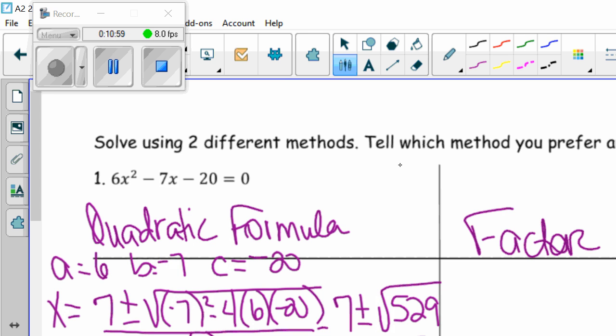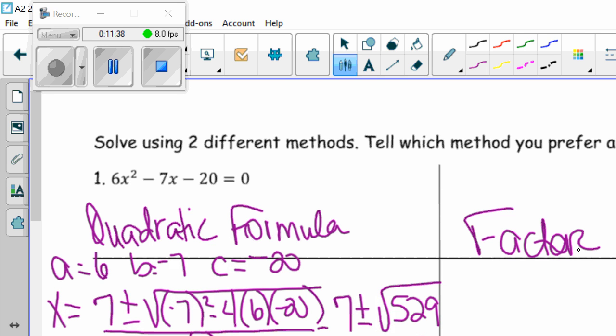So if I want to factor this, 6x squared minus 7x minus 20, I can do 6x squared times negative 20, right? So 6x squared times negative 20 gets me negative 120x squared, and then my middle term is a negative 7x. So I'm looking for what can I multiply together to get negative 120x squared, but add to get negative 7x. So negative 15x and a positive 8x. Negative 15 times 8 is negative 120. Negative 15 plus 8 is negative 7.